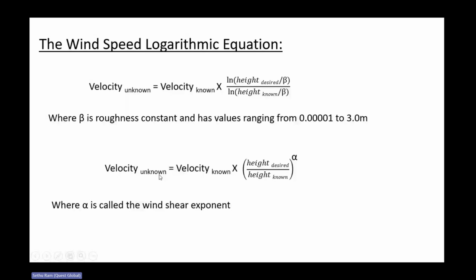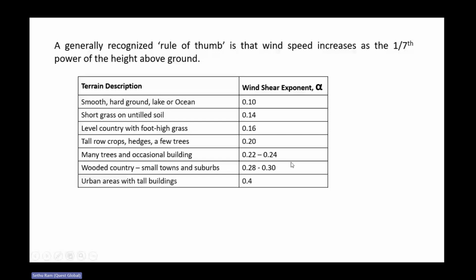And here alpha, we can use for different locations. For different locations we have to choose the alpha value. Hard ground or lake or ocean means 0.1, short grass or untilled soil means 0.14. If there are more buildings or more trees, then we have to choose alpha as 0.22 to 0.24. So based on the location, we have to choose the alpha value here.